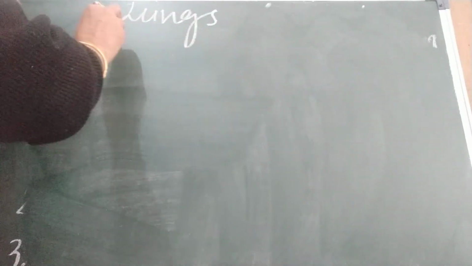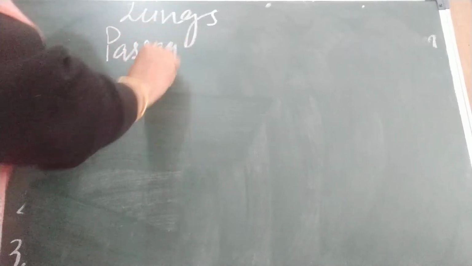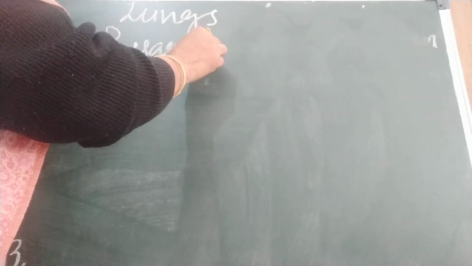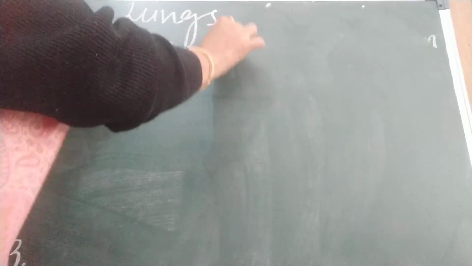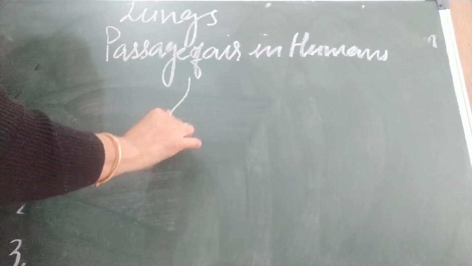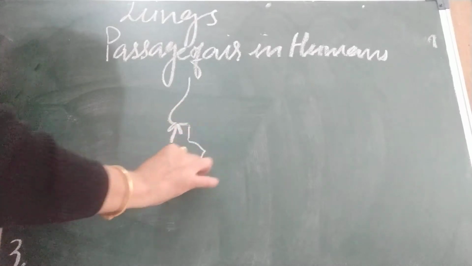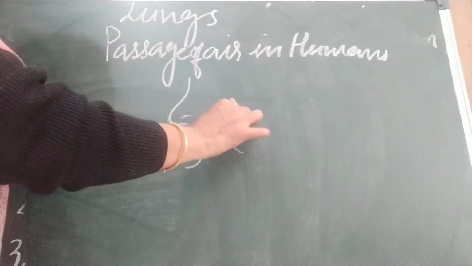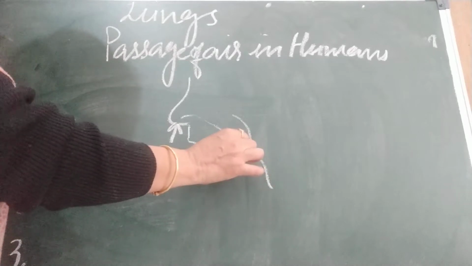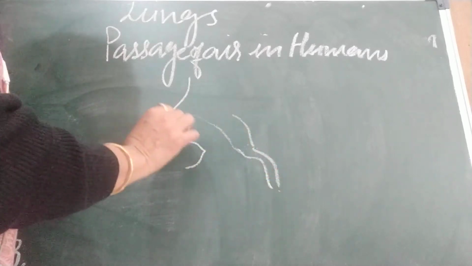Now, the passage of air in humans. How does air enter in humans? Children, all you know, through nostrils we breathe in. First the air goes to the nostril. From the nostril it goes to the pharynx, the passage is there, then to the larynx. After the pharynx, the larynx is there.